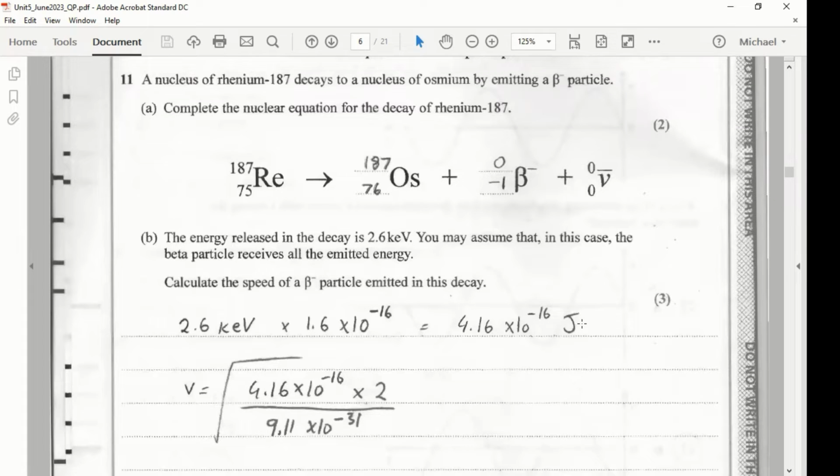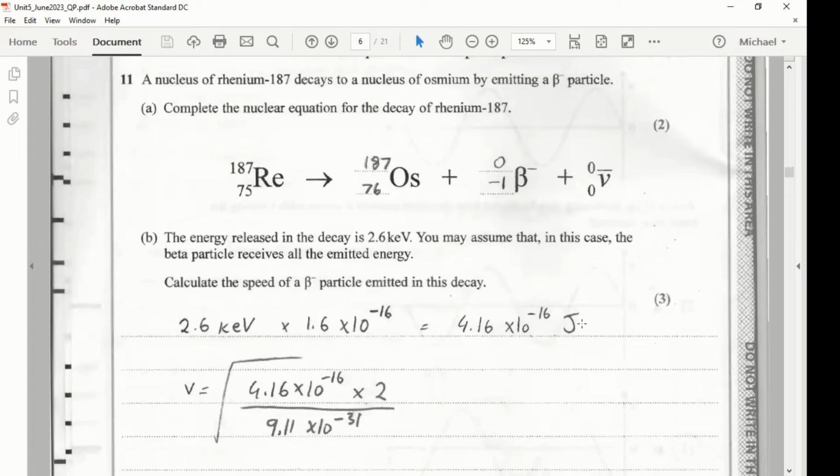Question 11. A nucleus of rhenium-187 decays to a nucleus of osmium by emitting a beta-minus particle. Complete the nuclear equation for the decay of rhenium-187. Goodness me. Besides some neutrino, this is very much an IGCSE question, isn't it? So you know it's a beta-minus particle. The number on the top isn't going to change. The number on the bottom is going to go up by 1 because the neutron is turning into a proton.